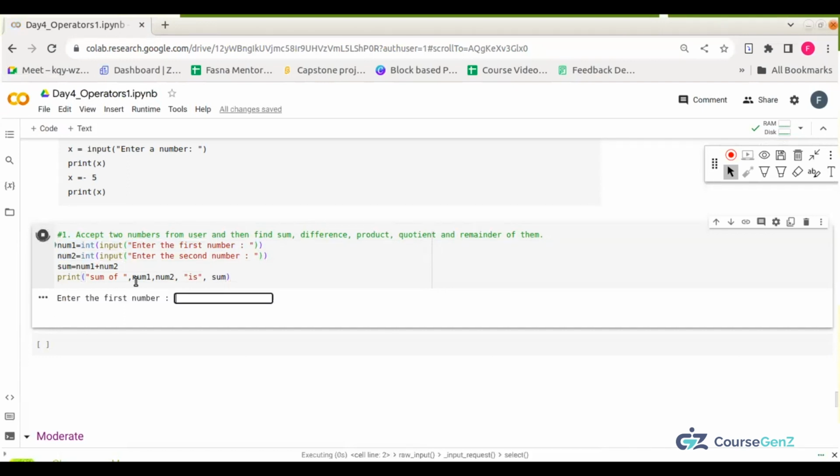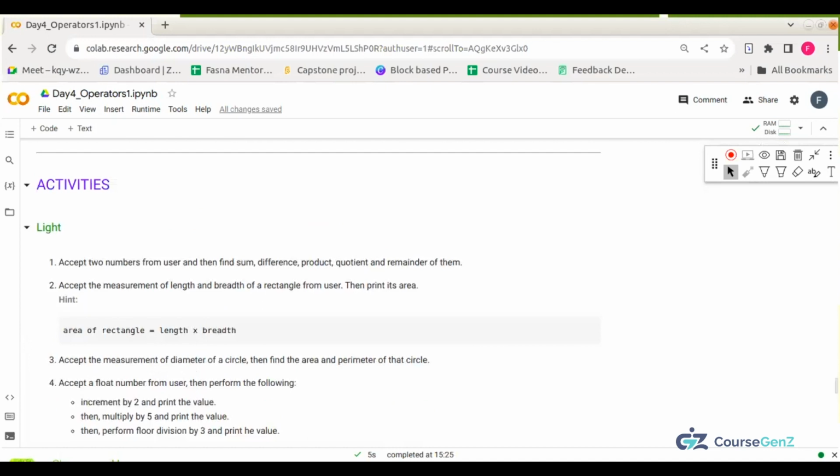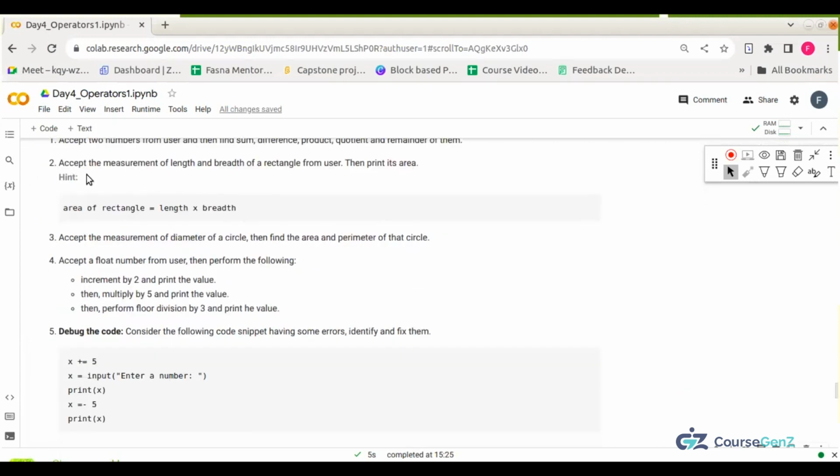So, sum of first number 10, second number 20. So, sum of 10, 20 is 30. I think it's clear for you. Then let's move to the second question. You have to do all these things: difference, product, quotient, remainder and all these things.